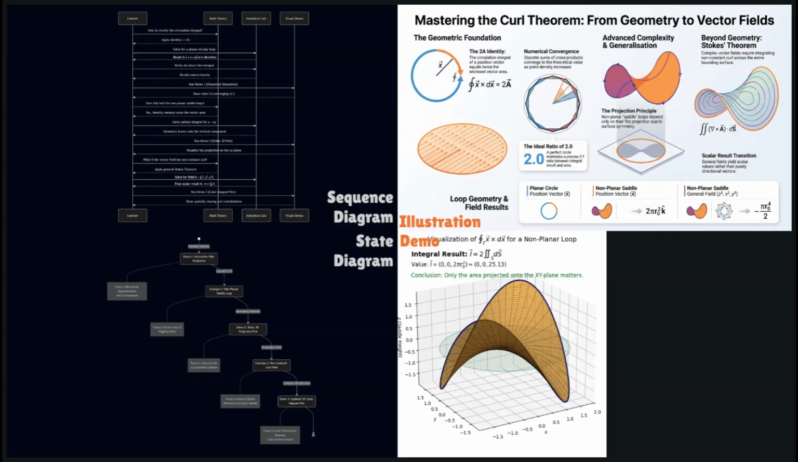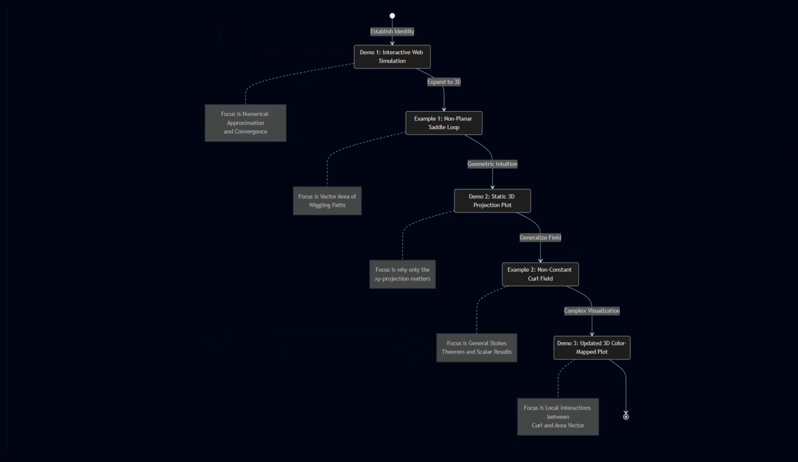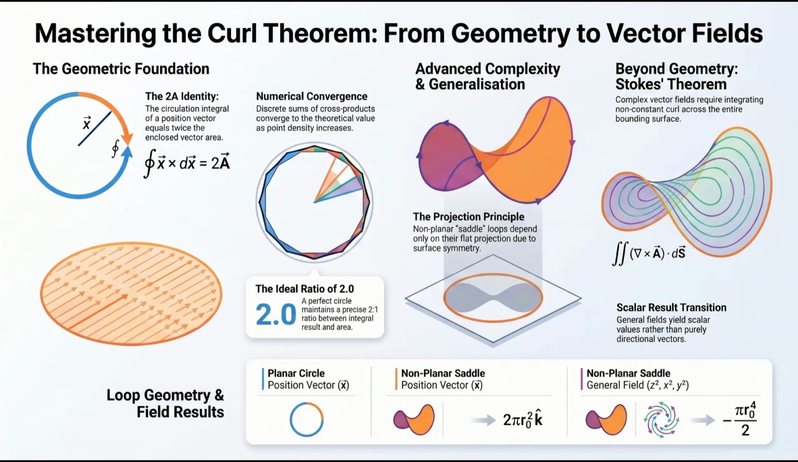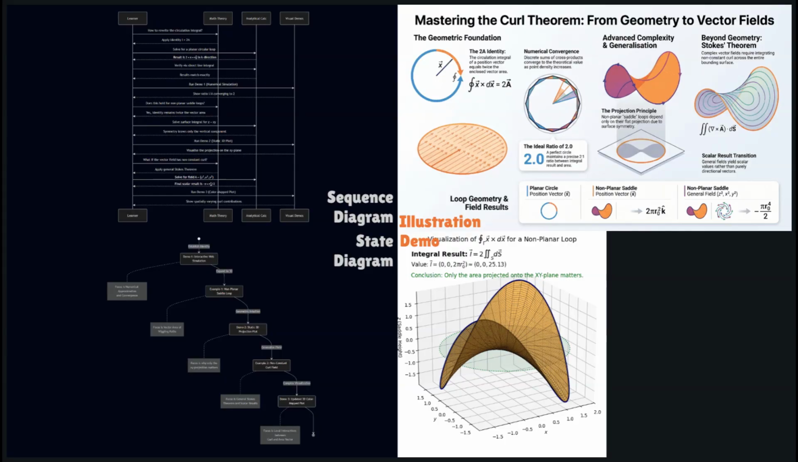By looking through the lens of both a state diagram, which shows the evolving focus of our understanding, and a sequence diagram, which shows the step-by-step interaction between theory and visualization, we can see a clear path from simple circles to wiggling, three-dimensional surfaces.